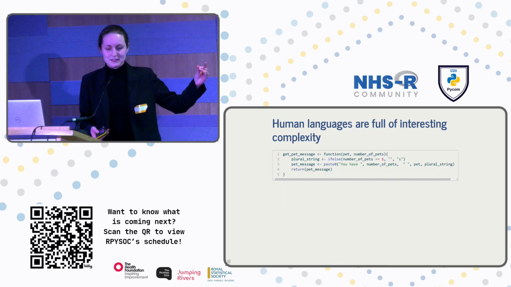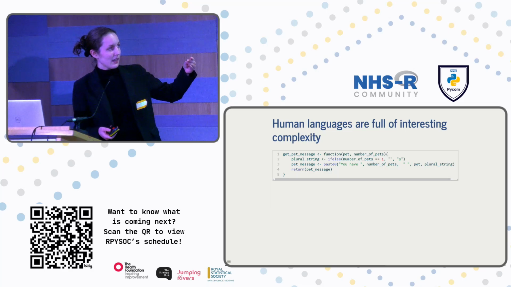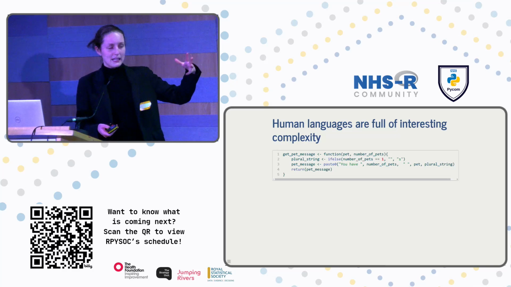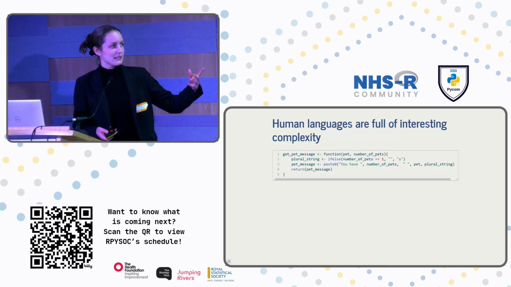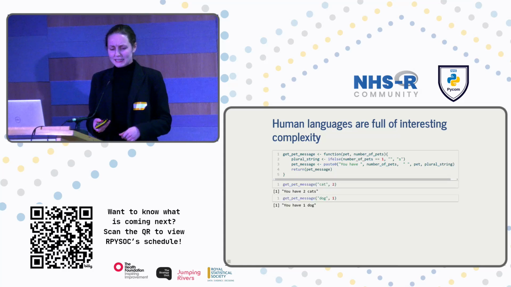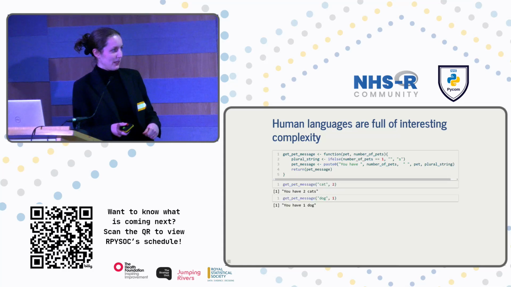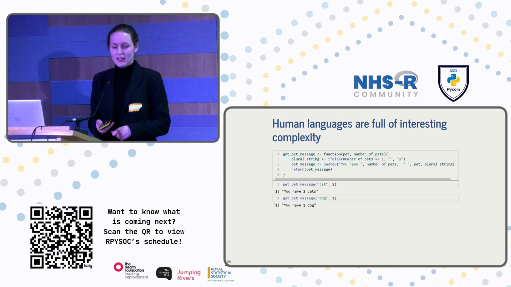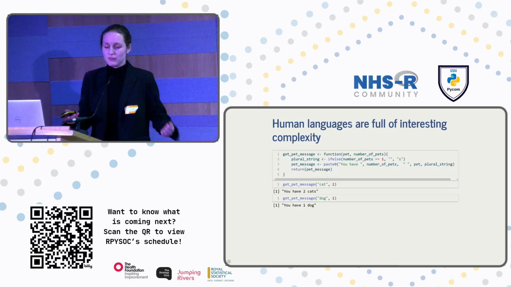Here I've written a nice little function in R to take a type of pet and a number and to return a sentence saying you have and how many pets you have. You can see I've put in get pet message cat and 2, and it returns you have 2 cats. And get pet message dog and 1, you have 1 dog. And so I'm feeling really good at this point.